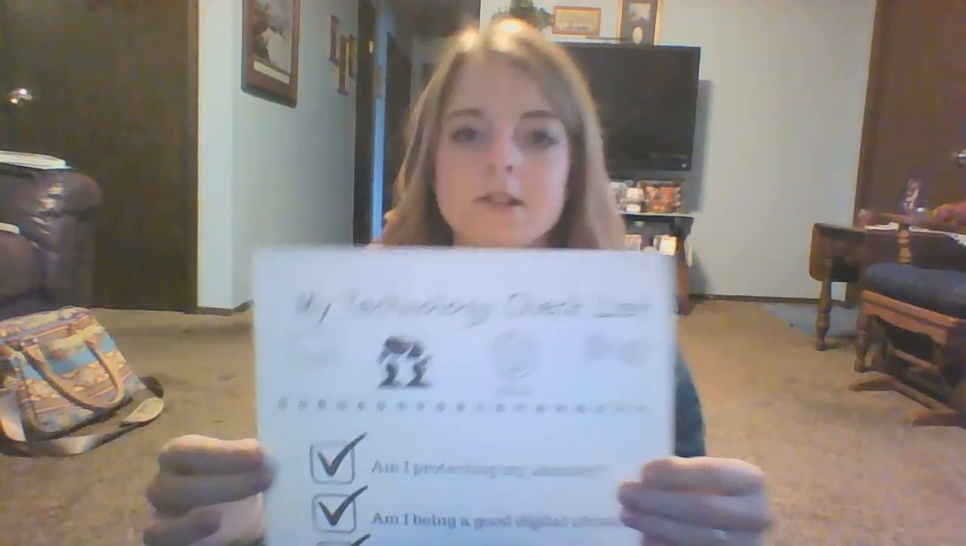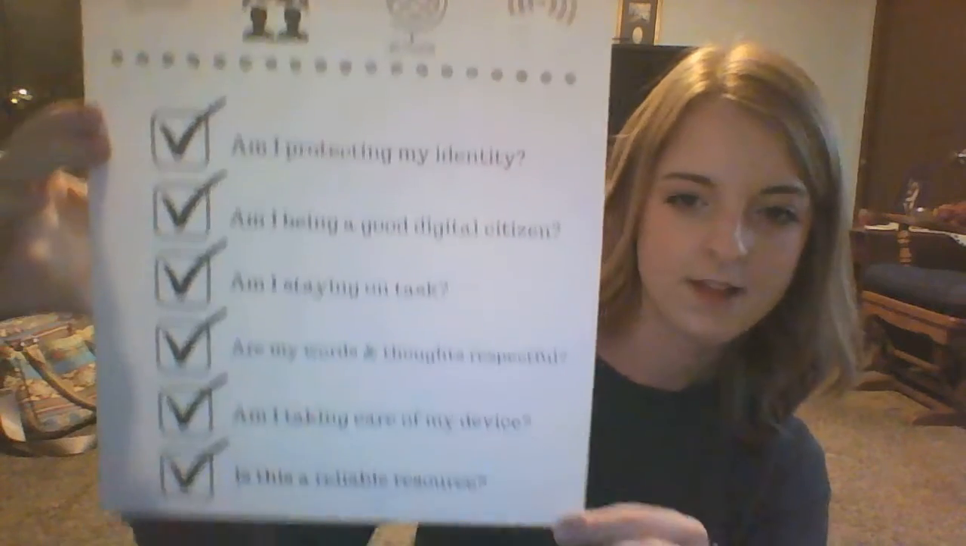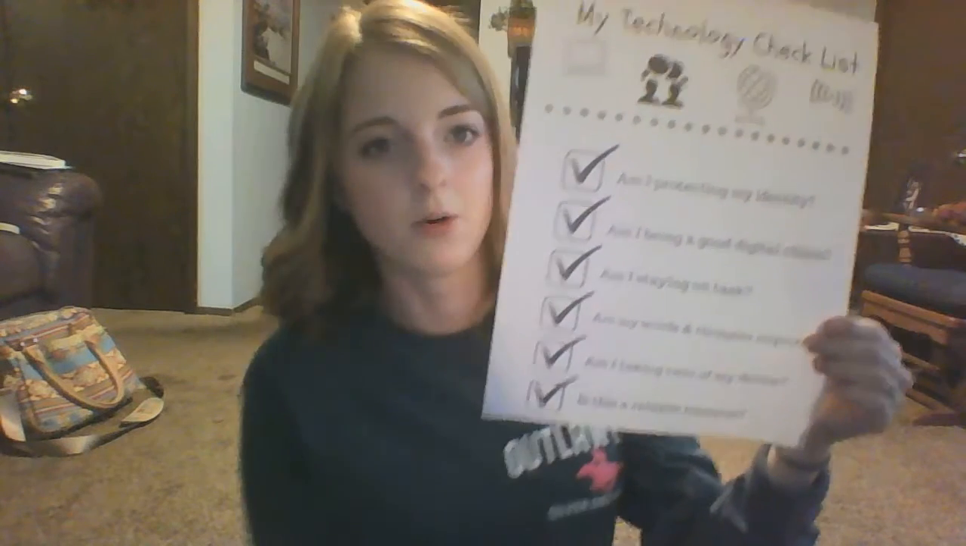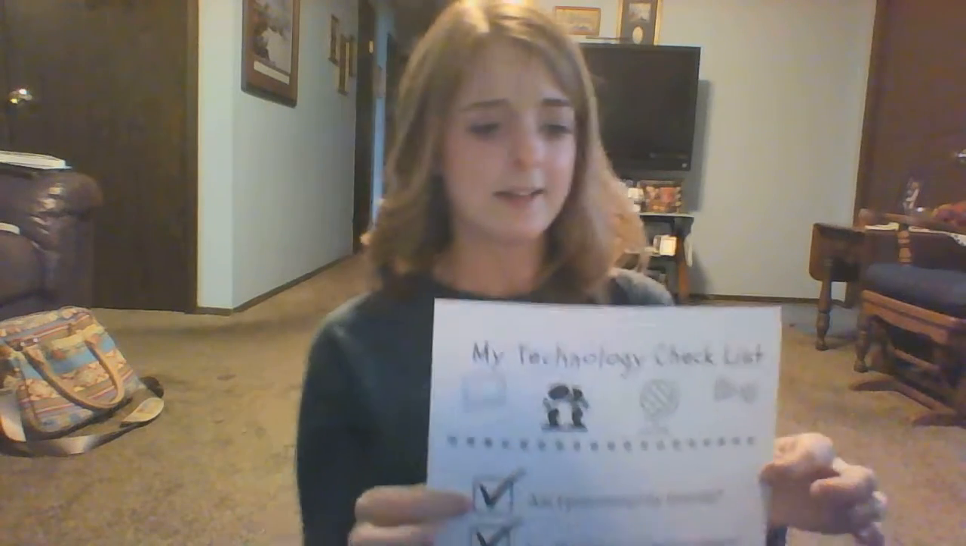And then for the students, I have my technology checklist, things that they need to look over and make sure they're doing before and while they're doing the assignment with the technology. The first one is, am I protecting my identity? So I would go over these in class with them so they know what they mean. The first one is to make sure they're not giving out their personal information, like their address, if they have a phone, just different things like that to keep themselves safe.